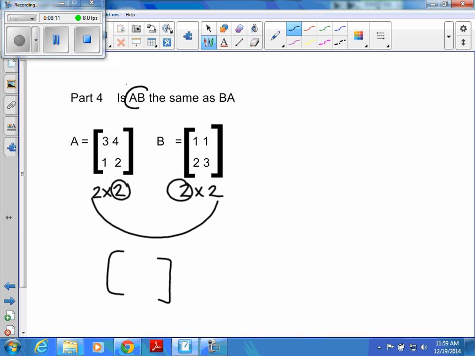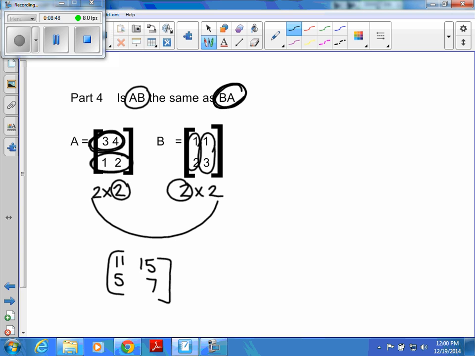And let's multiply AB and see what we get. You multiply row by column. 3 times 1 is 3, plus 4 times 2 is 8, so you get an 11 right there. Then you do this row and second column, which gives you 3 plus 12. 3 plus 12 is 15. Then you do the second row, first column, which is 1 plus 4, which is 5, and then 1 plus 6, which is 7. Now we got to go the opposite.